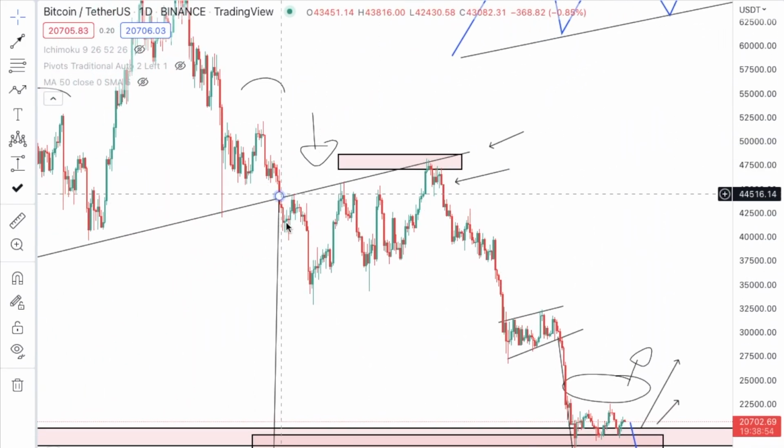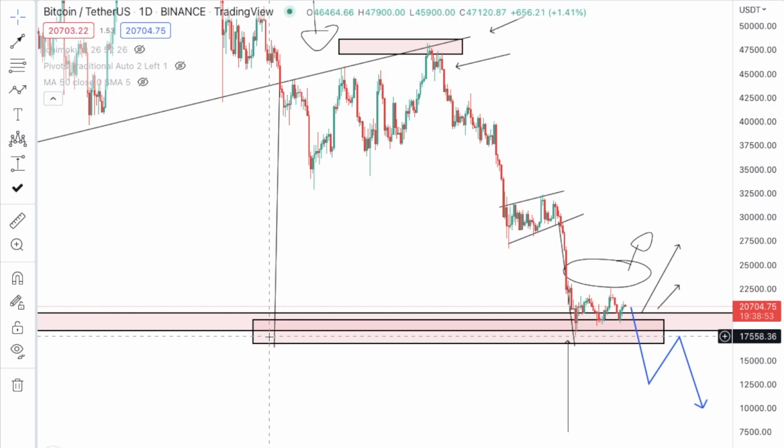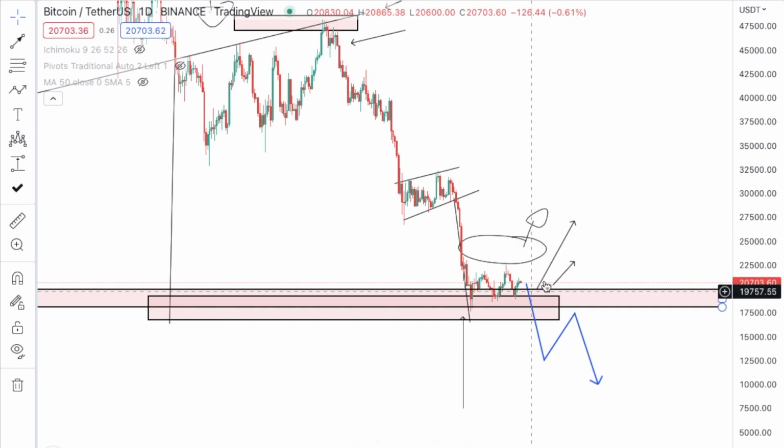And once again, when we look for a fulfillment of this take profit of the head and shoulders, and of course the bear flag, it does look like it met our criteria. So keep that in mind.